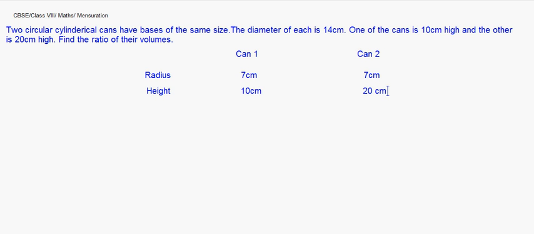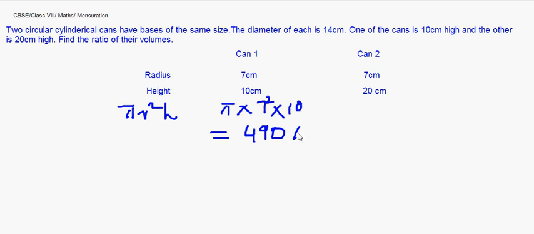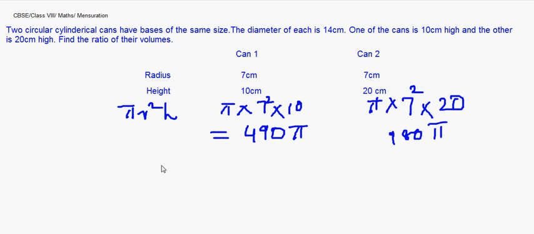We have to find the ratio of their volumes. Let us find the volume for can 1. Can 1, the formula is pi r square h. Because I have to find the ratio, I will not substitute pi. Let it be as pi. r square is 7 square and then it is h, which is 10. So it is 49 and 10, 490 pi. This is again pi r square and this is 20. So it is 49 into 20, that is 980 pi. Now if we find the ratio, it becomes 490 pi by 980 pi.